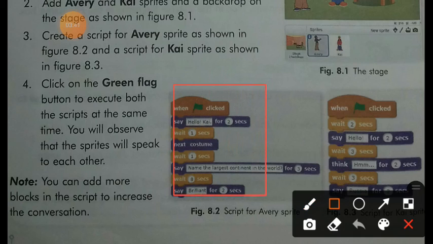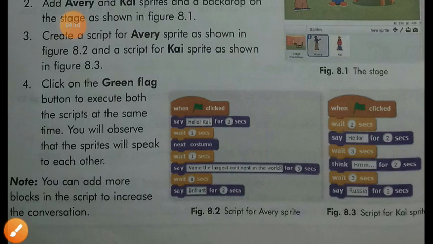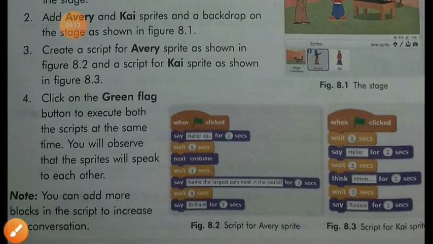in your script area. Here you can see, you have to write the script. Then you have to click on the green flag button. Note students, you can add more blocks in the script to increase the conversation. Okay, now come to the next page.